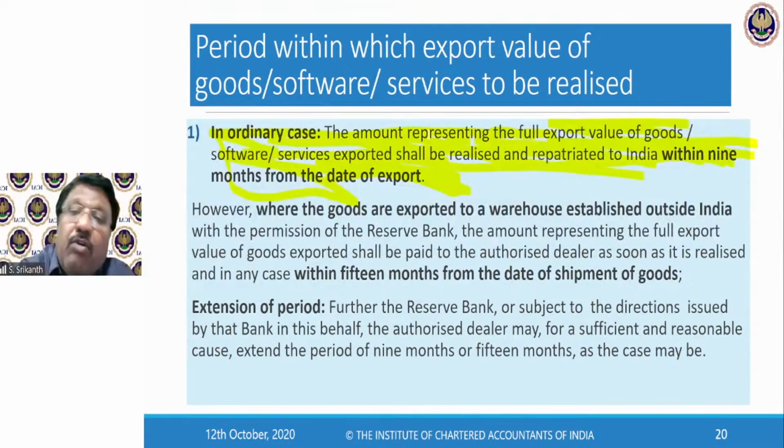However, where the goods are exported to a warehouse established outside India with the permission of the Reserve Bank, the amount representing the full export value of goods shall be paid to the authorized dealer as soon as it is realized, and in any case within 15 months from the date of shipment of goods.